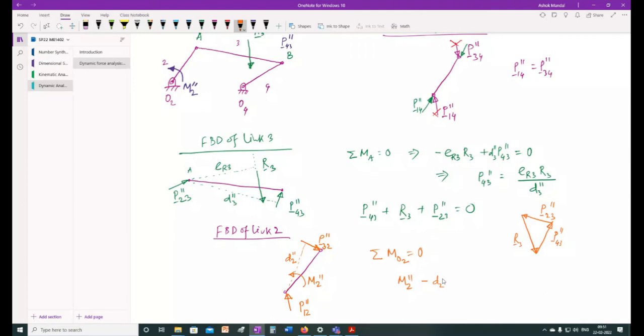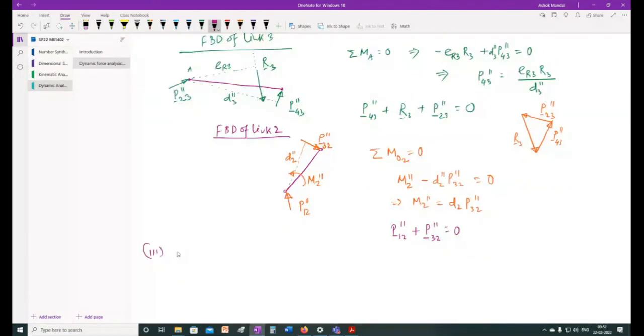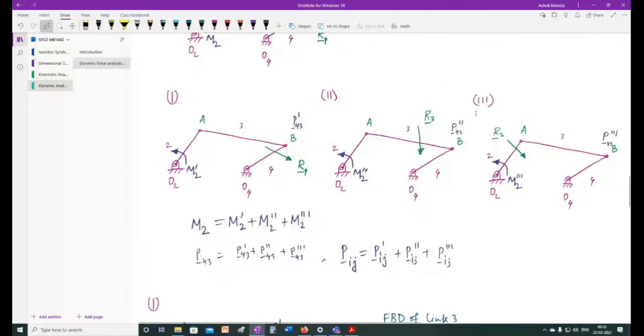What is left? The last term, which is we need to find out what P12 is. To find that, obviously the forces are equal and opposite. Okay, we are done with the second step. Now we have to go for the third step. In the third step, we'll do the same thing. We will have this diagram, we'll work with this diagram.